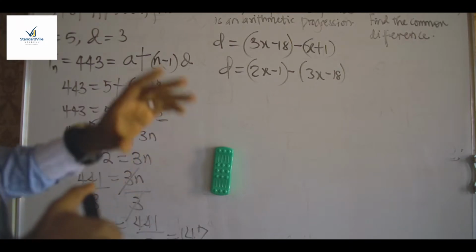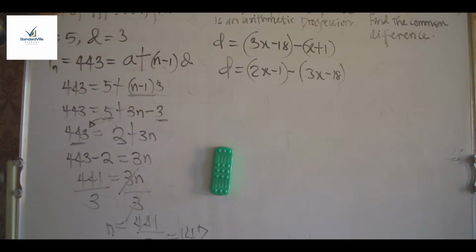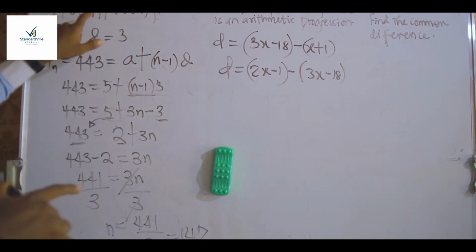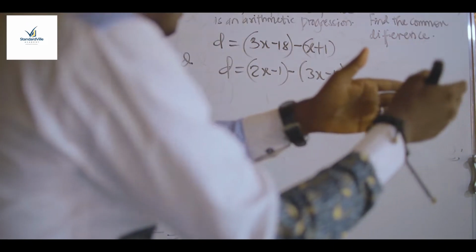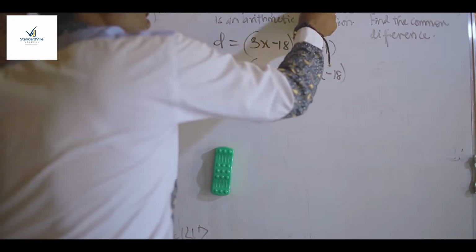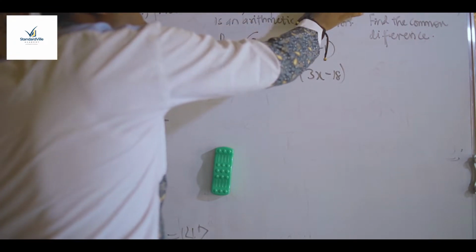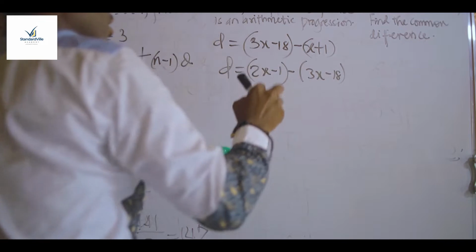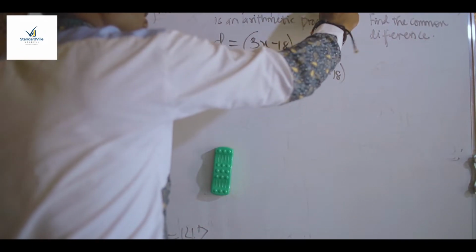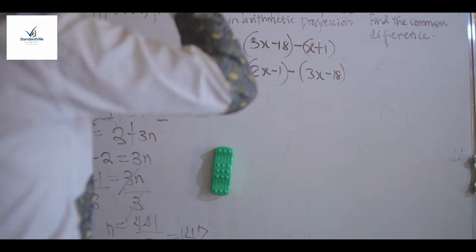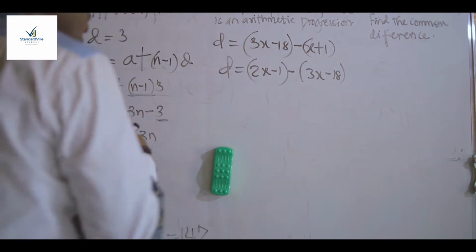Don't get confused. Don't get confused. d is 8 minus 5 and d is 11 minus 8. That is the successive one minus the previous one. 3x - 18 as an entity minus (x + 1). That is d. It is also the same thing as 2x - 1 minus (3x - 18). It is the same d. So let us see what we can get.